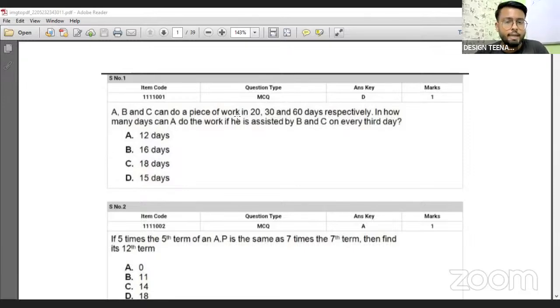The amount of work that A does is X by 20 per day. On every third day, he or she is assisted by B and C. So if he is assisted on every third day, some of the work gets reduced. Now at this point, we need to understand that the options we have over here are 12, 16, 18, and 15. If he is assisted by B and C, so X by 30 and X by 60, if we add them both, what is the value that we are getting?